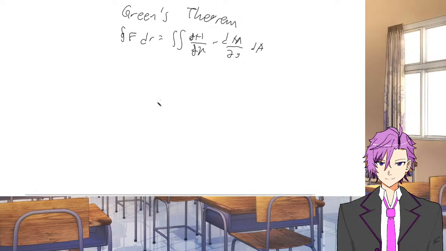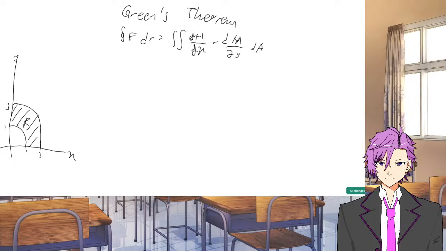So okay, we'll do the first example. We'll make things a bit harder for ourselves. Make a circle, 1, 1, and we'll do 3, 3, y, x. So here is the region. This is R.